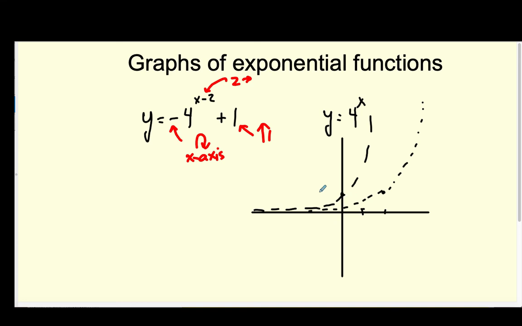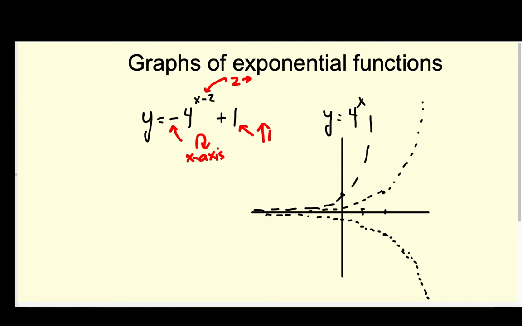Then what would I do next? Well, I wouldn't add 1 next. I'm not done manipulating the parent over here. I would reflect it over the x-axis. So the point 2, 1 is going to become the point 2, negative 1. My asymptote is still the x-axis. Finally, I got to shift everything up 1. And now I'm going to be ready to actually graph it.